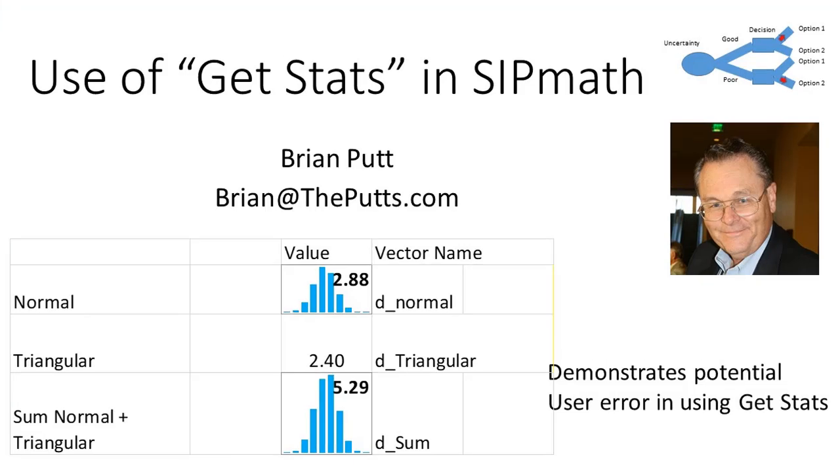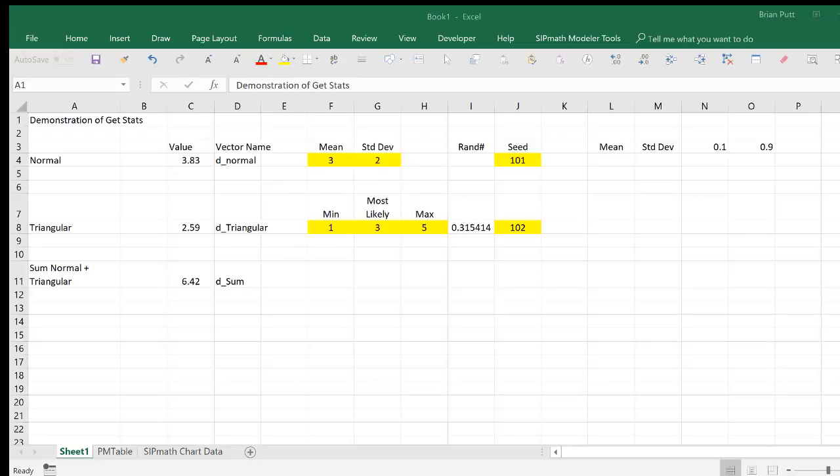This is Brian Putt. I'd like to talk about how get stats works in SIPmath. I'm showing you a small model with two random variables defined. One is the normal with a mean of 3 and a standard deviation of 2, and another is the triangular min, most likely, a max, shown here. Although these are defined, they are not defined as output variables yet.